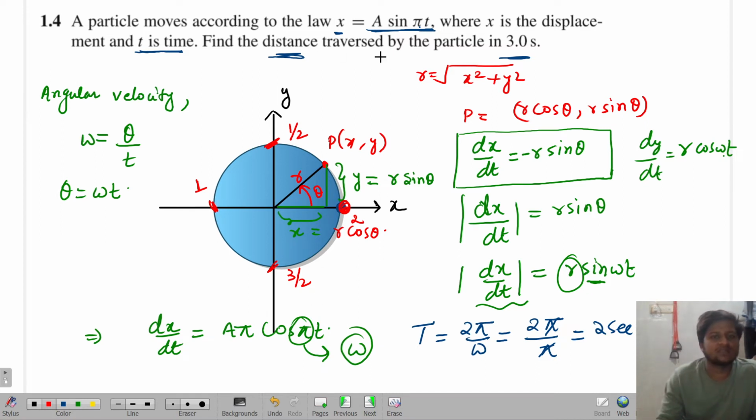It is asking, find the distance traveled by the particle in how many seconds is it asking? 3 seconds, or not? Tell me yes or no. So what will that be? Tell me.